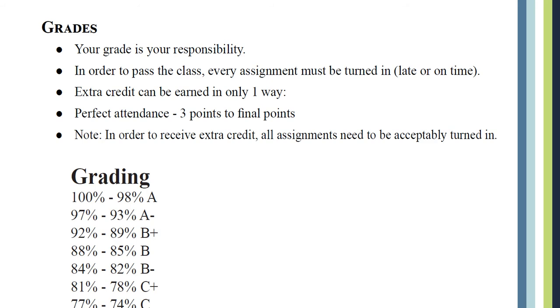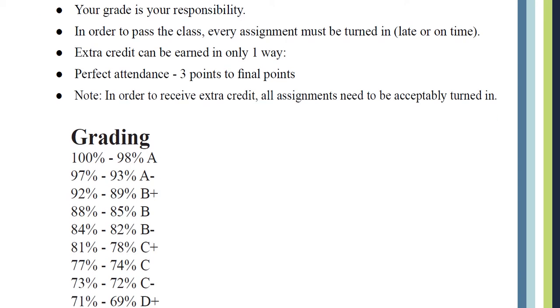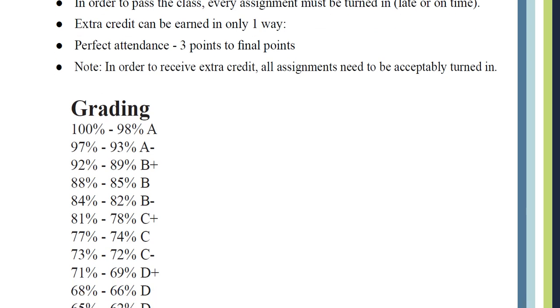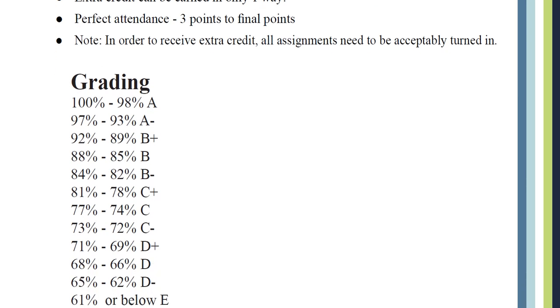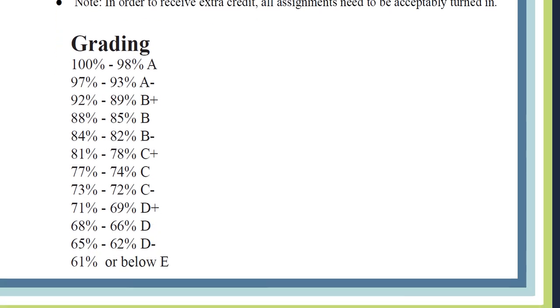It's nice because you can always look it up and see what your points are. Your grade is your responsibility. So make sure that whatever grade you want in the class, you work towards that grade. If you want an A, work towards an A. If you want an E, don't do anything. In order to pass the class, every assignment must be turned in on time or late. Extra credit can only be earned in one way, perfect attendance. In order to receive extra credit, all assignments need to be acceptably turned in.